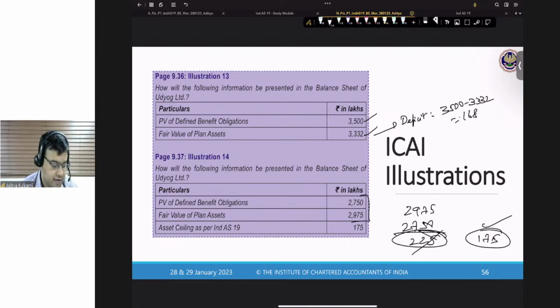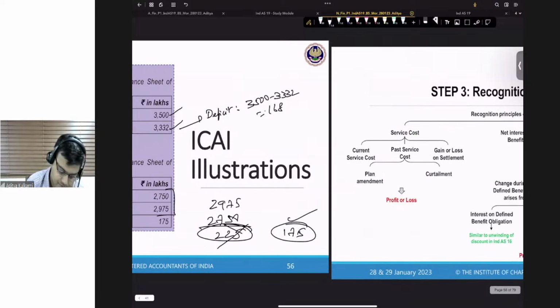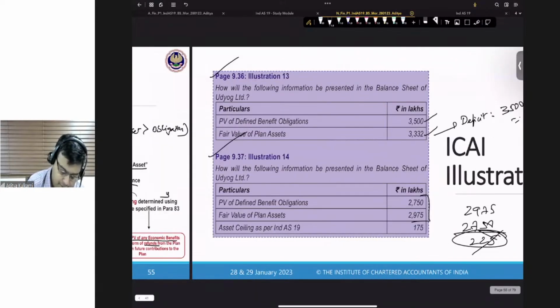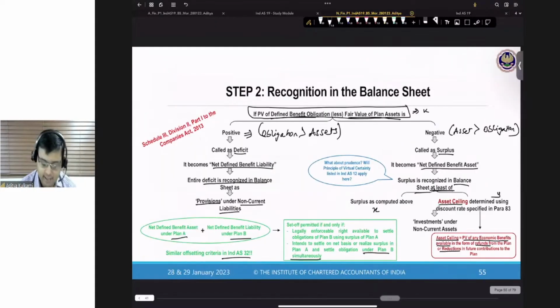So 175 will be presented under the heading investments. Okay. All right, fine. So these two are done. So we completed step number 2, recognition in the balance sheet.